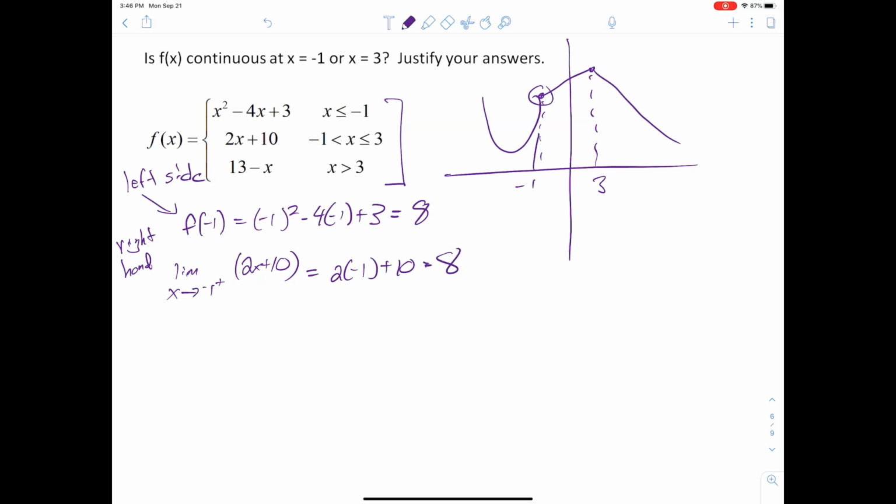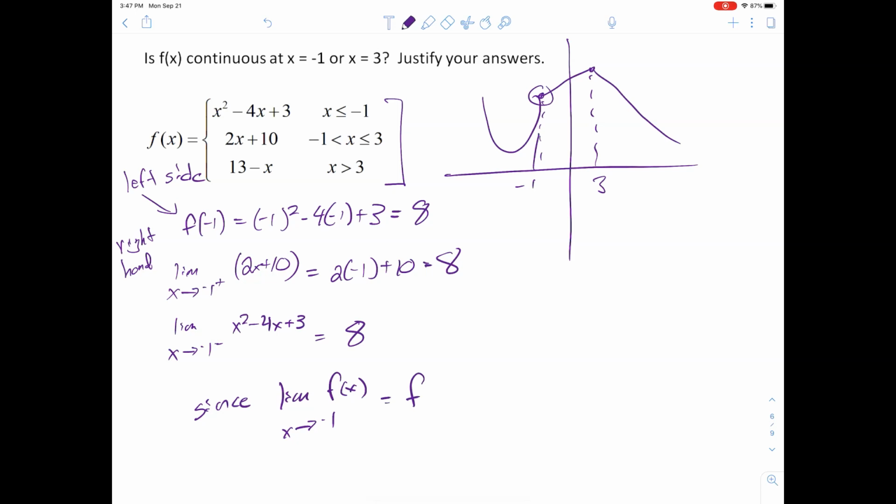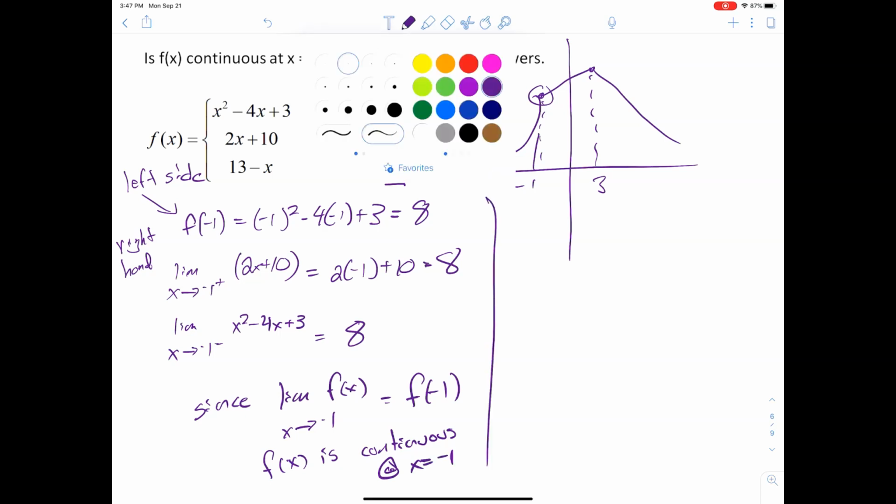So, since we're doing this officially, we better do a limit statement. We can say that the limit exists and is equal to the function's value. So the limit as x approaches negative 1 from the left-hand side of x squared minus 4x plus 3. This time I'm using the parabola, but I'm using it as a limit statement. And we just figured out that that is also 8. So we can say that since the limit of f of x as x approaches negative 1 is equal to f of negative 1, f of x is continuous at x equals negative 1. Okay, so that's how you do a continuity proof.